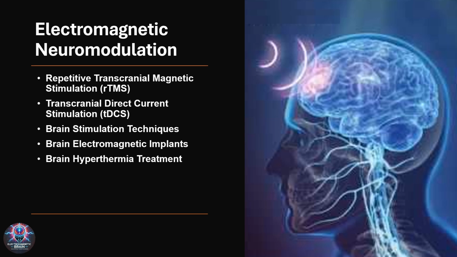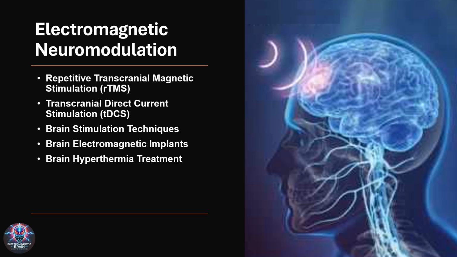We begin by discussing two widely researched and applied non-invasive brain stimulation techniques: repetitive transcranial magnetic stimulation and transcranial direct current stimulation. Both methods are used to modulate neural activity, offering an effective way to treat various neurological conditions without the need for surgery or implantation of devices. These techniques work by applying either magnetic pulses, rTMS, or low electrical currents, tDCS, to specific areas of the brain, influencing brain function and improving symptoms in patients with conditions like depression, chronic pain, and others.